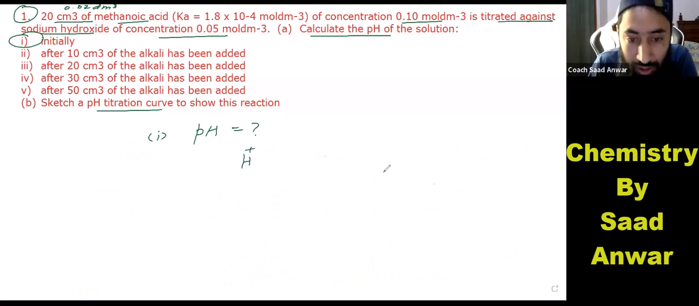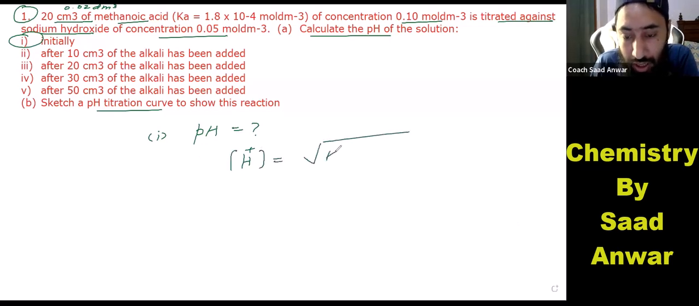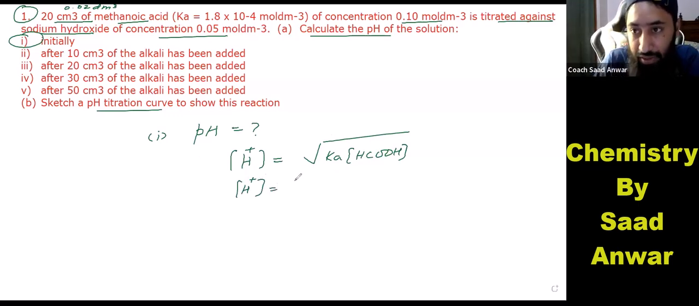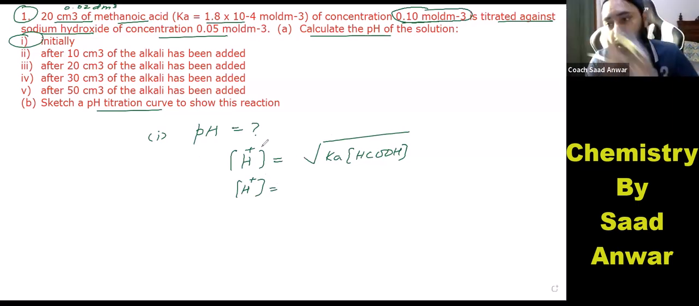So the hydrogen ion concentration formula is the square root of Ka times the concentration of acid. The concentration of acid is given here, I will use this concentration. The Ka value is given here. So I need a calculator. I am going to put the values in the calculator: 1.8 into 10 to the power minus 4 into 0.10.